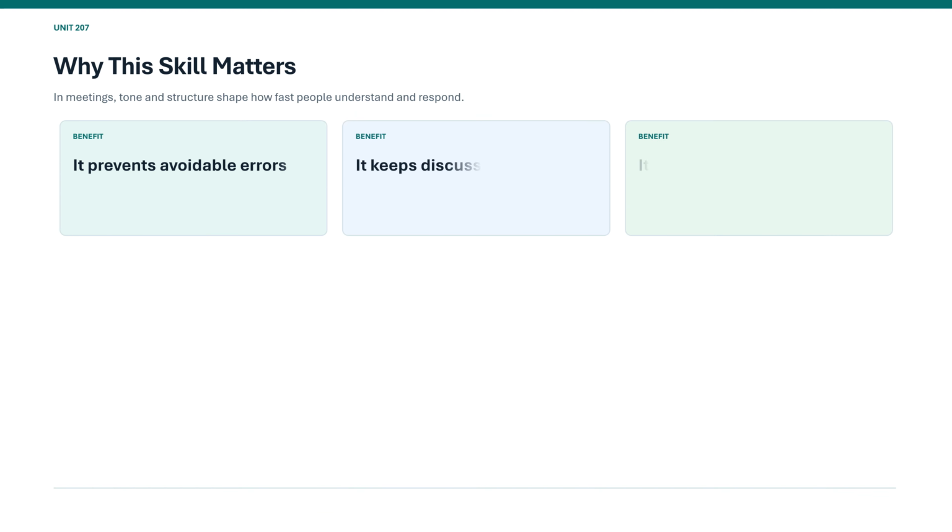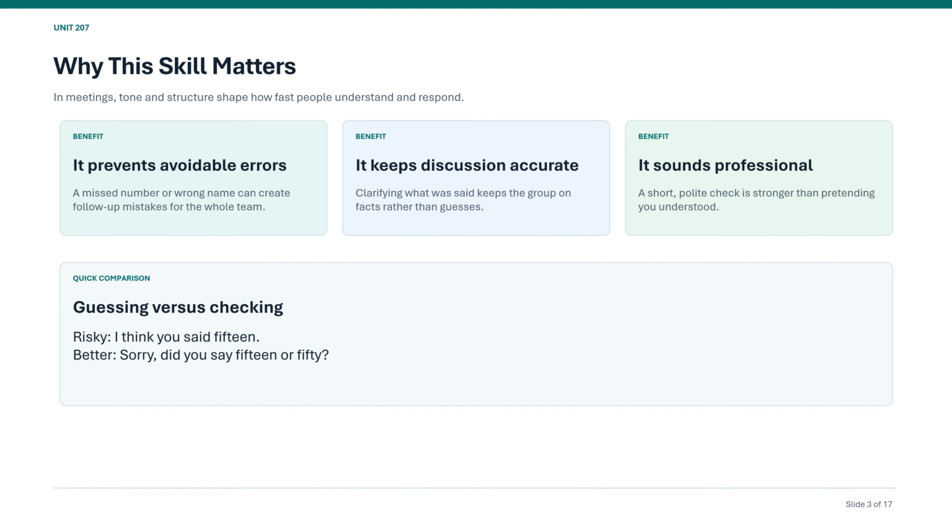This skill matters because meetings are not only about ideas. They are also about clarity, pace, and working relationships. It prevents avoidable errors. A missed number or wrong name can create follow-up mistakes for the whole team. It keeps discussion accurate. Clarifying what was said keeps the group on facts rather than guesses. It sounds professional. A short, polite check is stronger than pretending you understood. The comparison on this slide shows the main principle. Professional language keeps the meaning clear, but it removes unnecessary friction.